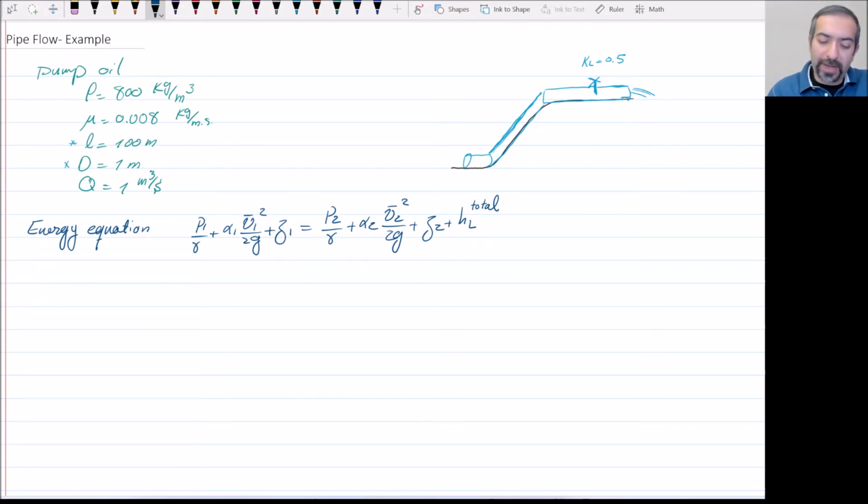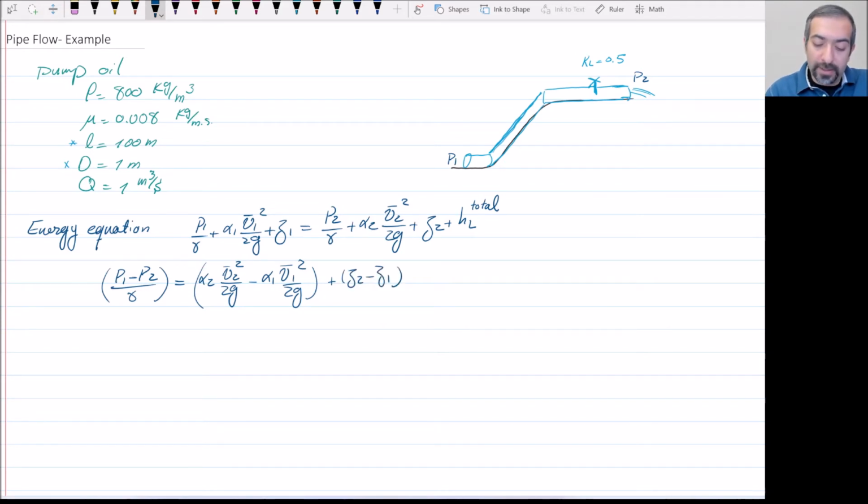Now let's start by rearranging this a little bit. P1 is the pressure here, P2 is atmospheric pressure. So really P1 minus P2 is what we're looking for, it's the pump head, right? So I'll bring the P2 onto the left-hand side, and I'm going to get P1 minus P2 over gamma. That's basically what we're looking for. That is equal to alpha 2 V bar 2 to the power 2 over 2g minus alpha 1 V bar 1 to the power 2 over 2g plus Z2 minus Z1 plus HL total.